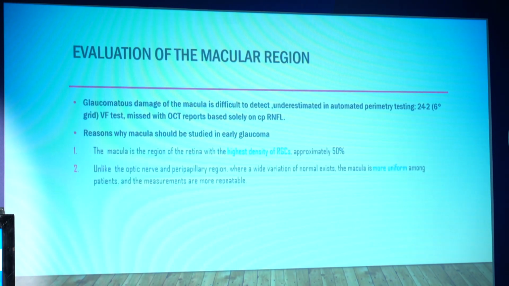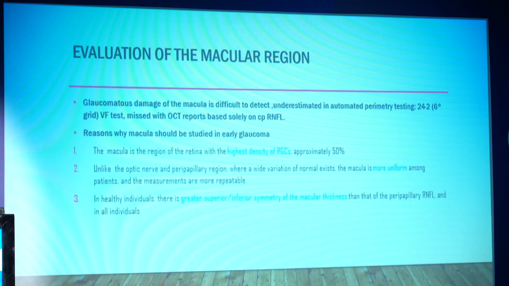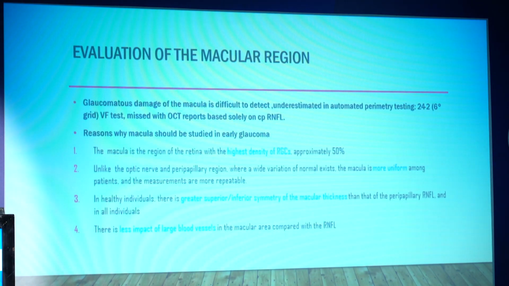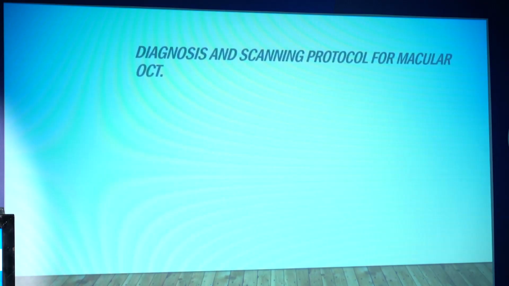Then, unlike the optic nerve and peripapillary region, the macula is comparatively uniform in patients and the measurements are more repeatable. In healthy individuals, there is less superior-inferior asymmetry between the patients and also in all individuals. And there is also less impact of blood vessels in the macular area compared with the RNFL.